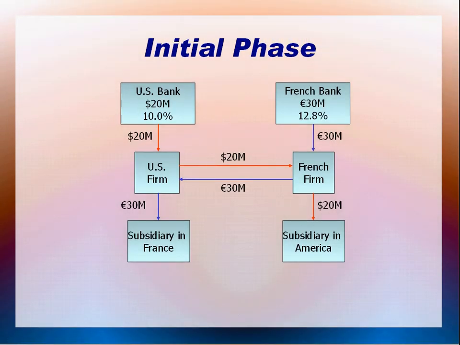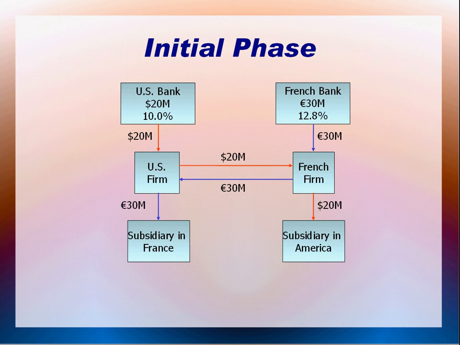Here we have the initial phase. We have first a US firm and a French firm. Both firms have subsidiaries in respective countries. The French firm has a subsidiary in the US. The US firm has a subsidiary in France. Both parent firms needed to finance using debt the subsidiaries.